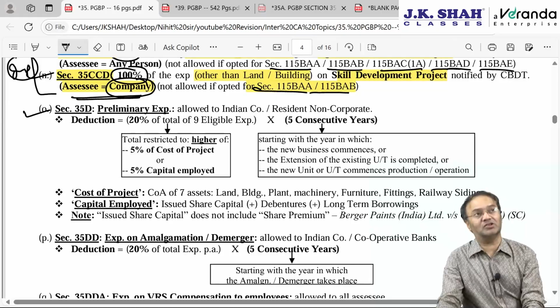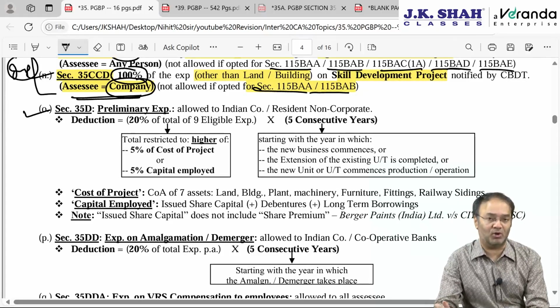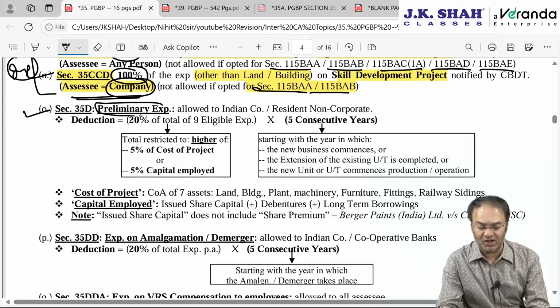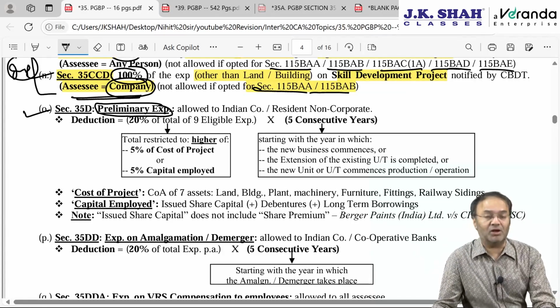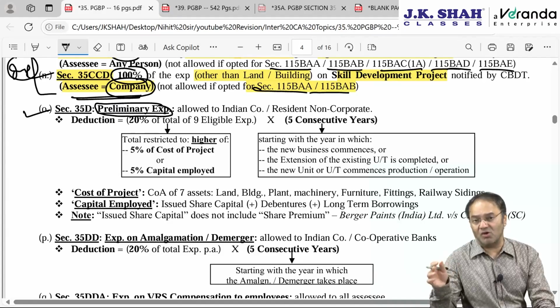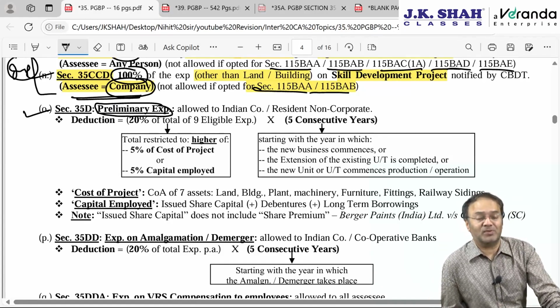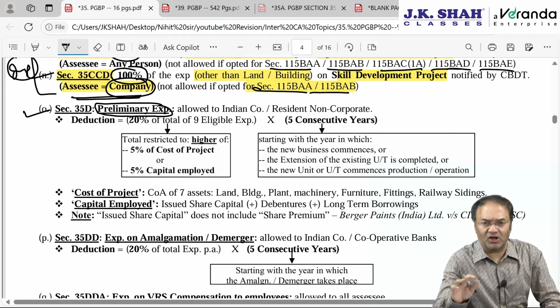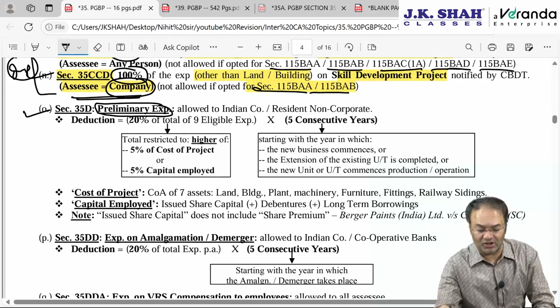35D, preliminary expenditure. This used to be an important section at inter CA level. Final CA, it is less important. Preliminary expenditure means expenditure during pre-commencement period. In books of accounts, your first subject FR, there you call it as unabsorbed expenditure to the extent not written off, or whatever may be the nomenclature you might be calling it as. Here it is called as preliminary expenditure.